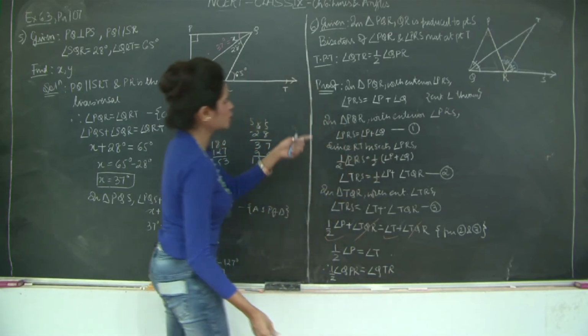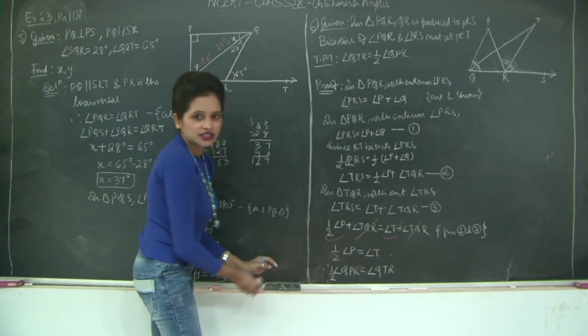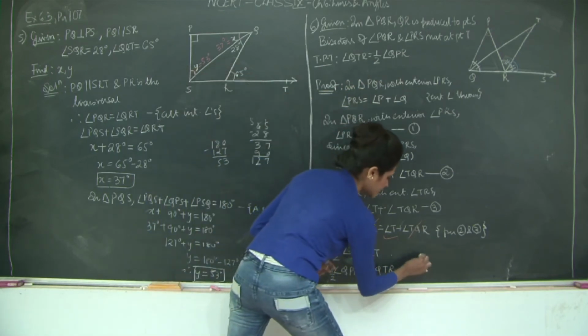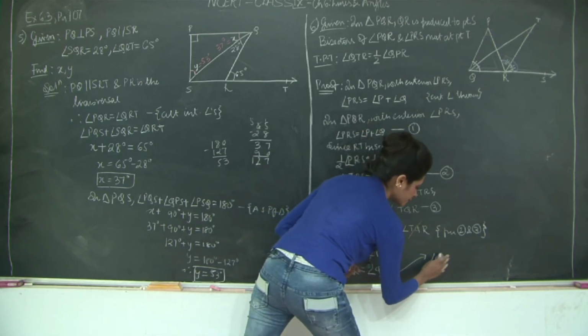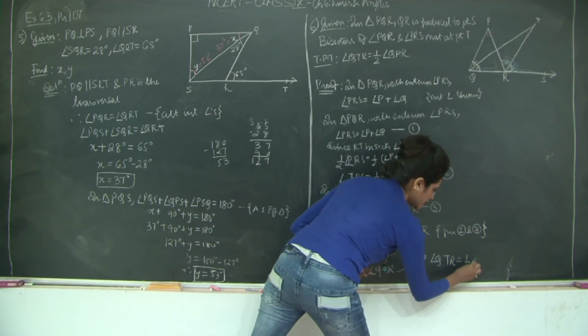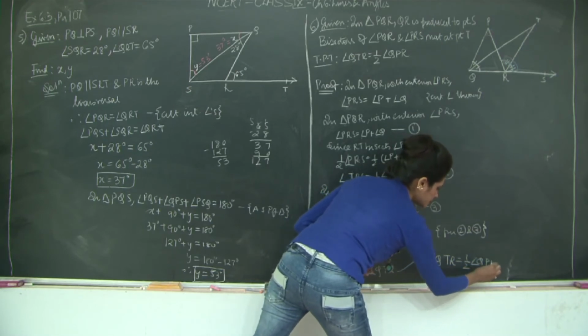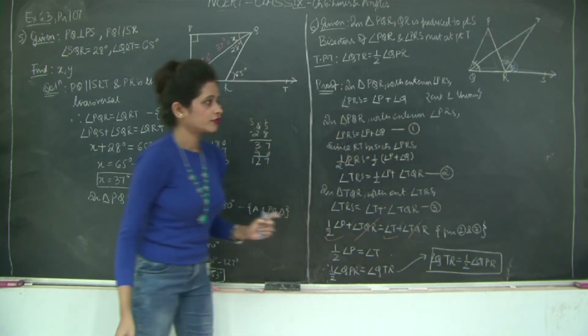Let's see what we need to prove. We need to prove that QTR is equal to half angle QPR. So we will just reverse this equation and rewrite it. Therefore, I get angle QTR is equal to half angle QPR. Therefore, I'll say hence proved.